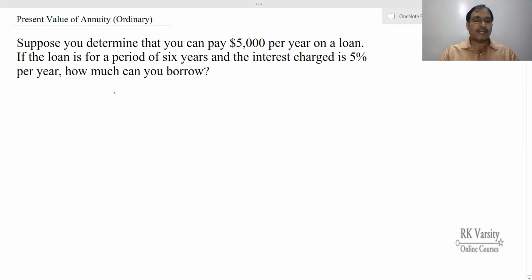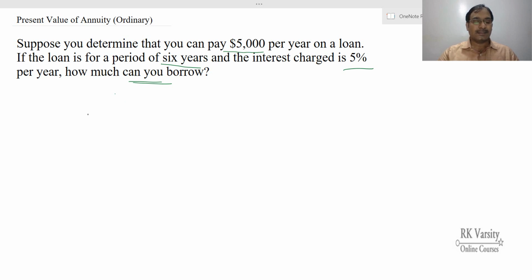Here is one scenario where you can apply the concept of present value of annuity. Suppose you determine that you can pay $5,000 per year on a loan, and the loan is for a period of 6 years and the interest charged is 5% per annum. How much can you borrow? That means you need to determine the amount that you can avail or borrow from a bank.